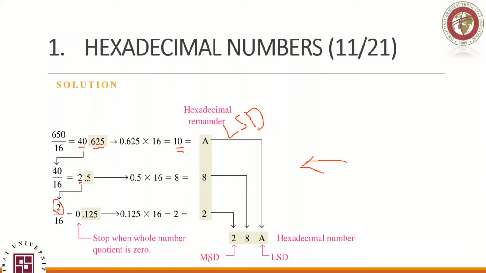We don't call these MSB and LSB. These are not bits, these are digits because they are hexadecimal. Hexadecimal means another counting system which is not binary. For the binary digit, we call it a bit.